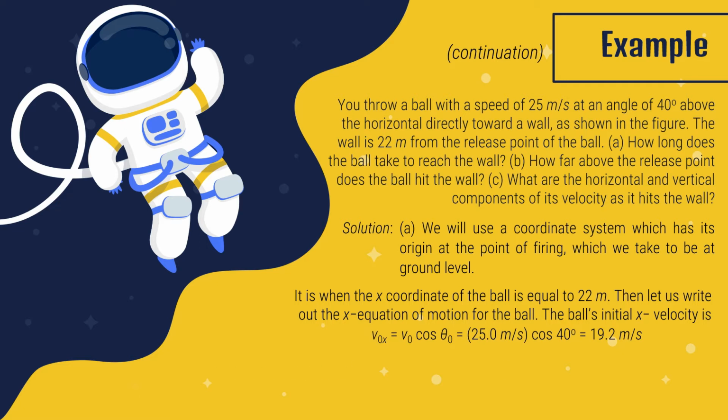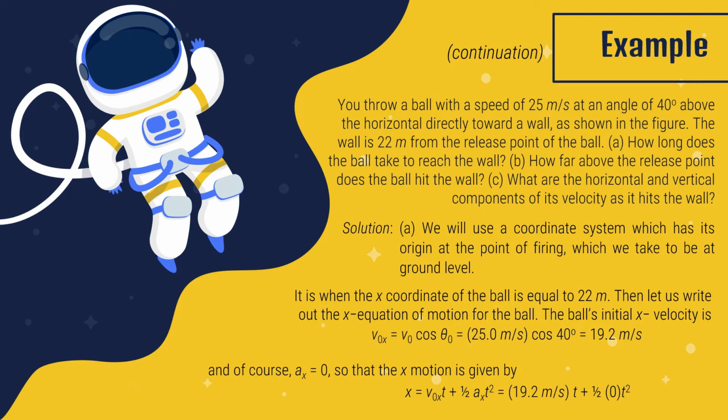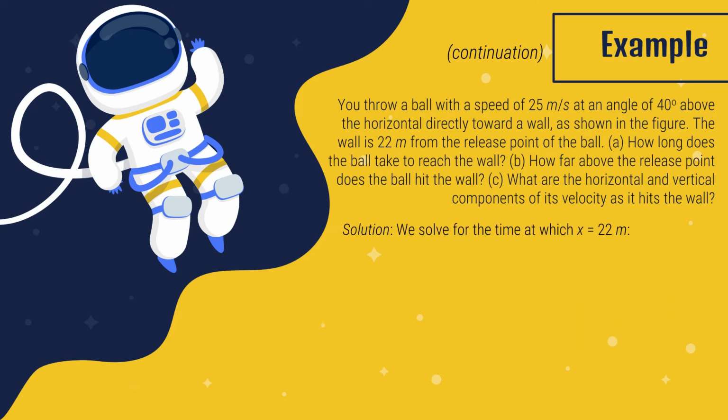meters per second. And of course, a sub x is equal to 0, so that the x motion is given by x, which is equal to v sub 0 in x times t plus 1 half a sub x t squared, which is now 19 and 2/10 meters per second times t plus 1 half 0 times t squared. We solve for the time at which x is equal to 22 meters.